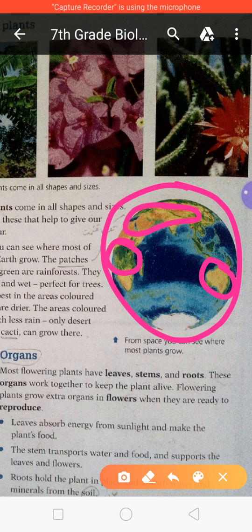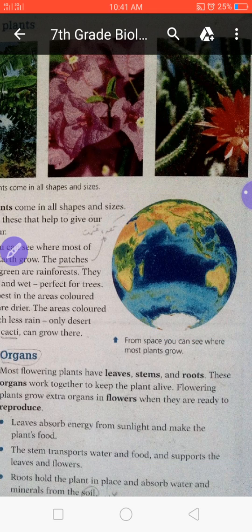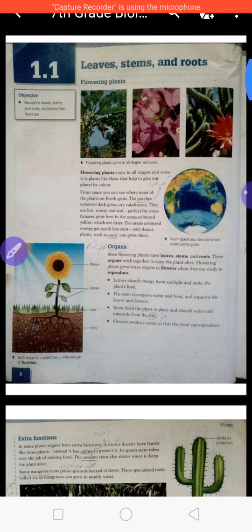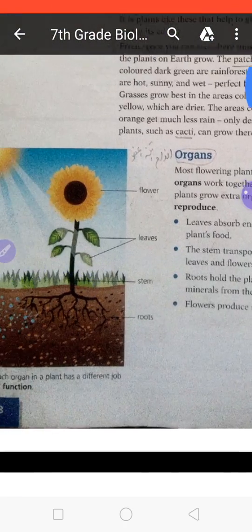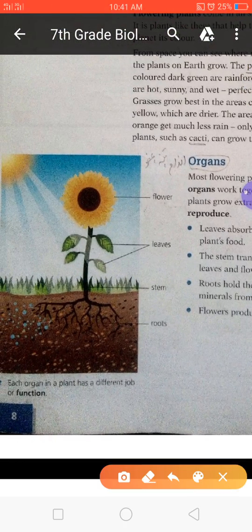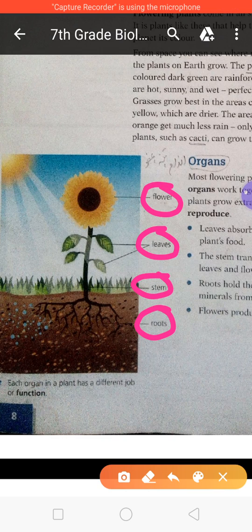So let's discuss each of the organs of the plants, and let's discuss their functions. If you look at a flowering plant, every flowering plant has these parts: roots, stem, leaves, and flower. What are the functions of these parts?